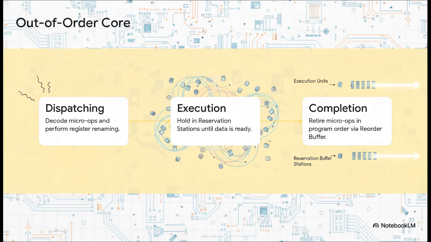First up, instruction dispatching. This is where complex instructions are broken down into simpler micro-ops. Second is execution. Instructions are tossed into reservation stations. They just sit there, out of order, waiting for their data operands to arrive. But the exact moment that data is ready, boom, they fire into the execution units. Finally, to maintain program correctness, which is absolutely crucial, instruction completion uses a reorder buffer to retire these micro-ops exactly in their original program order.